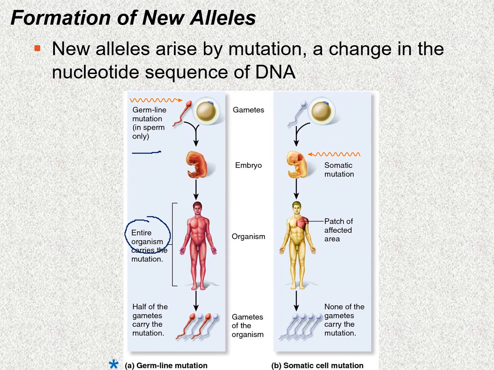Now, if there's a mutation in the somatic cells, this could be caused by just a random mutation during duplication of the cells or repair, or also by chemical changes, right? UV irradiation or other types of chemicals. It's only going to affect the area where the mutation occurred. Now this could happen as an embryo or it could happen as an adult. So a germline mutation can have more of an effect than a somatic cell mutation. Now again, it depends on where the mutation occurred and at what time.